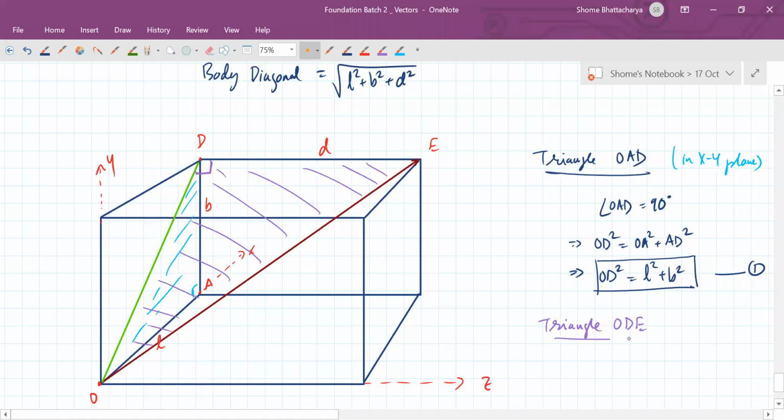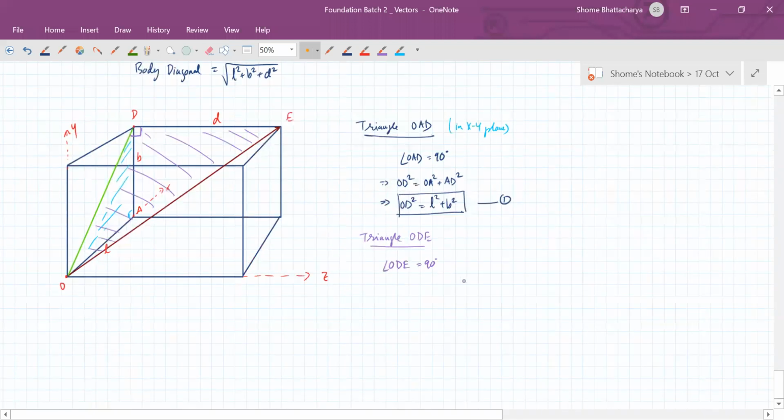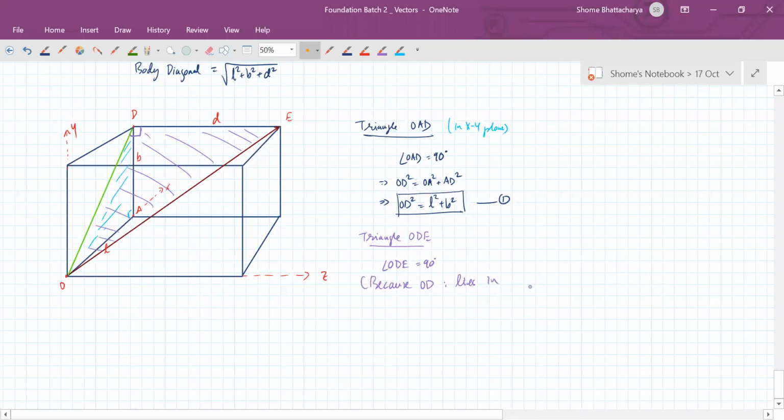Why? Let's understand. So in this triangle, angle ODE is equal to 90 degrees. Why? Because this side OD lies in the XY plane, and this side DE is parallel to the Z axis. You can see it's parallel to the Z axis. So therefore, OD is perpendicular to DE. That's the reason why this happens.